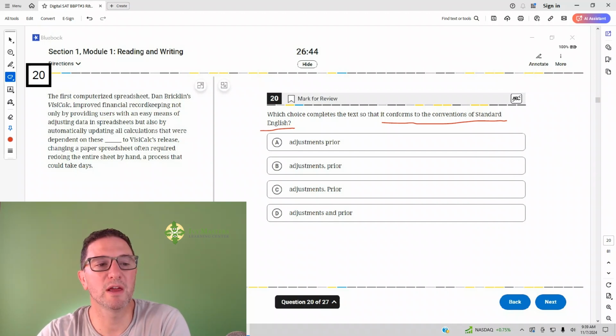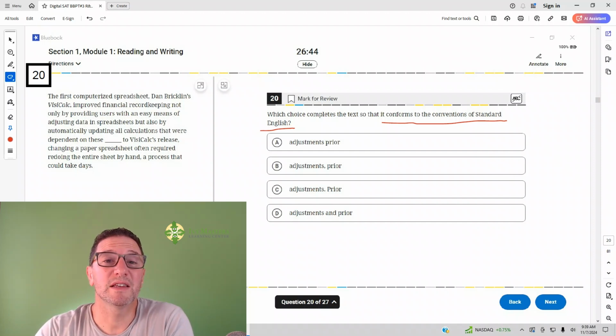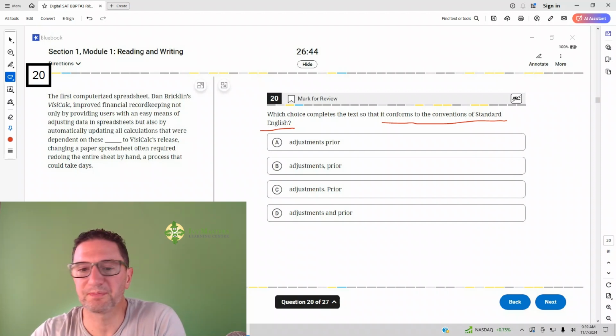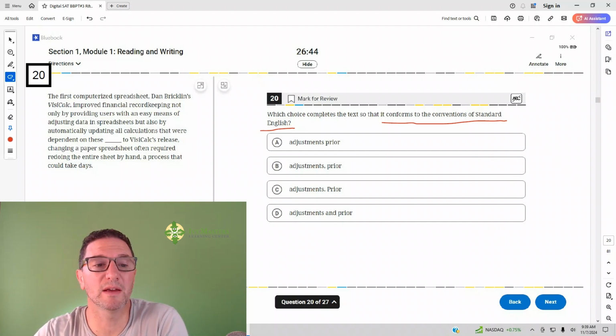You could take out Dan Bricklin's VisiCalc, and it is a complete thought, which is a little bit more abstract. You'd have to be able to determine that. Let's read from prior to the end and see if that could be its own sentence.